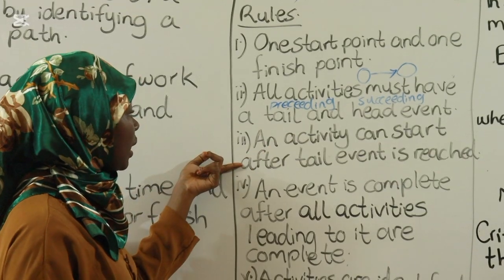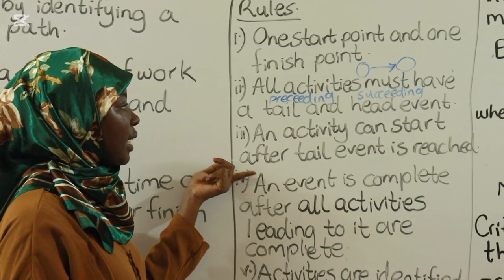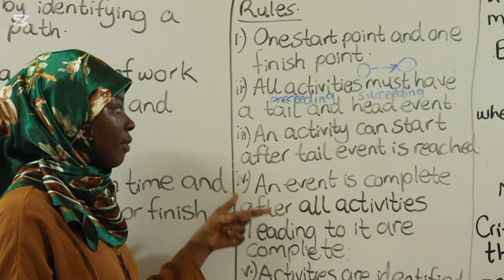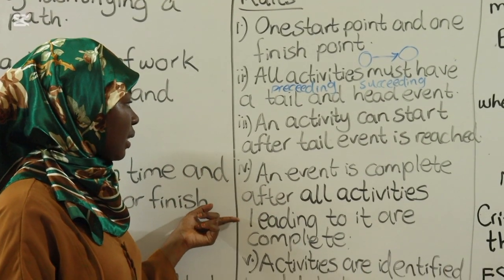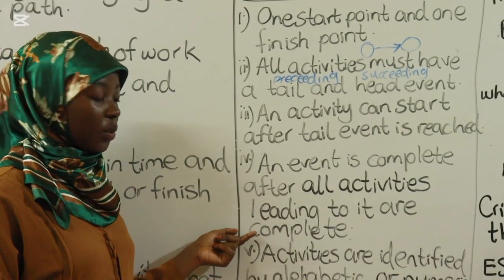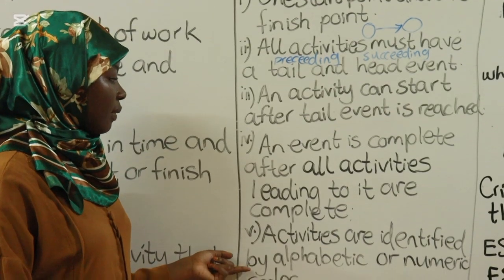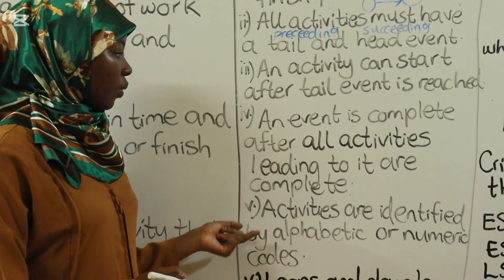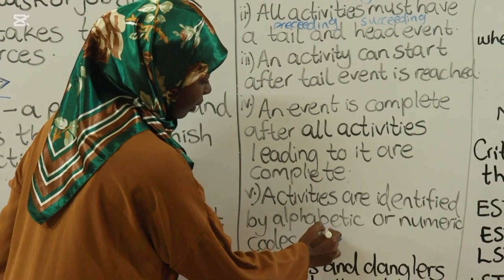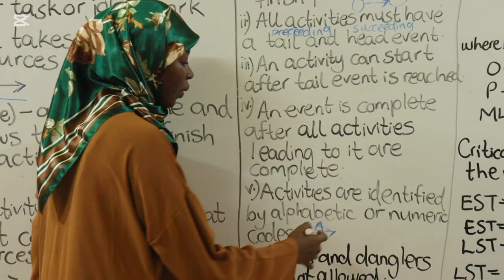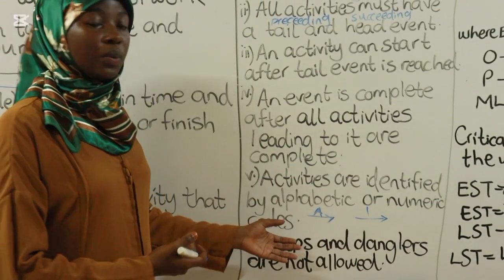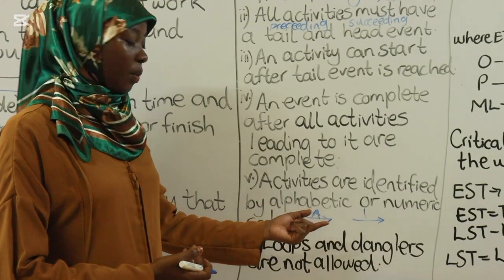The other rule is that an activity can only start after you reach the tail event. And the other one is that an event is complete after all activities leading to it are complete. This is also another rule. The other rule is that activities are identified by alphabetic or numeric codes. You can call them A, B, C, D, or numeric, 1, 2, 3, 4. That is what it means by alphabetic or numeric codes.